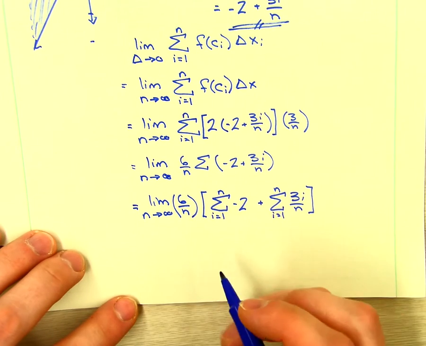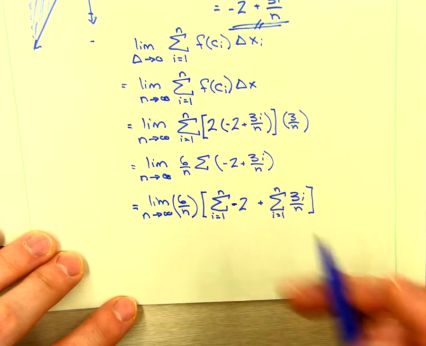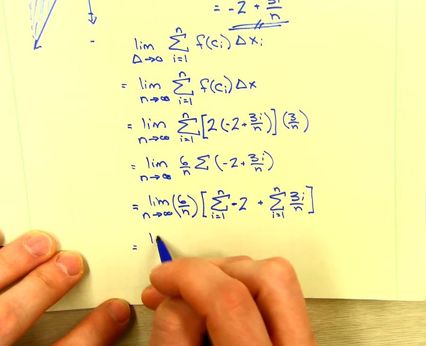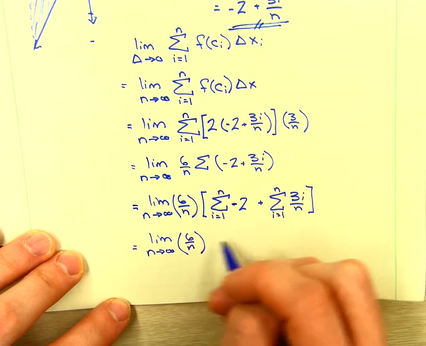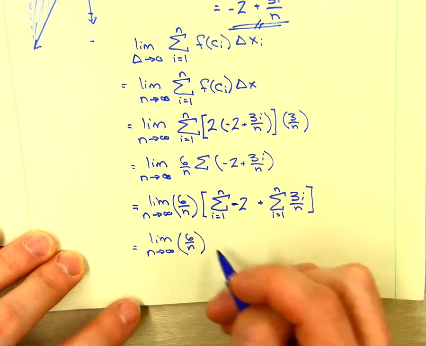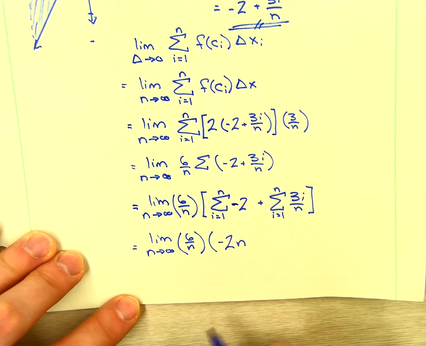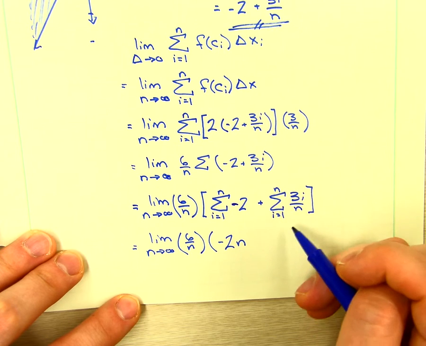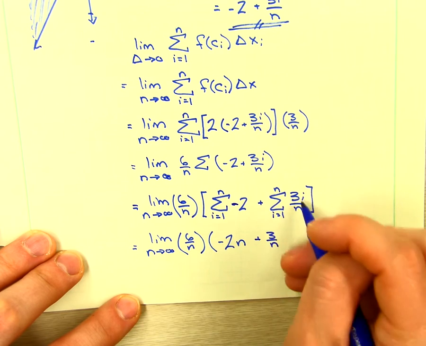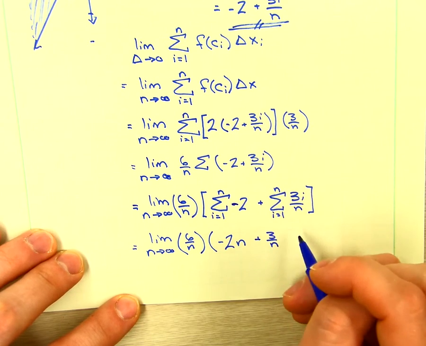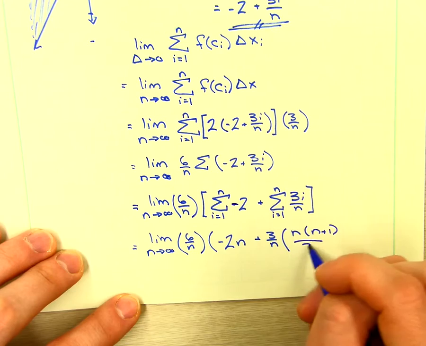Now using theorem 4.2 and replacing the i's and the constant as well, I get the limit as n goes to infinity of 6 divided by n, and then a constant just becomes c times n, and in this case my c is negative 2, so I come up with negative 2 times n. And here I've got this 3 divided by n, that's a constant, and all I've got really here is my i. So replacing the i with the sigma notation from theorem 4.2, I can see that the sum of i is n times n plus 1 divided by 2.